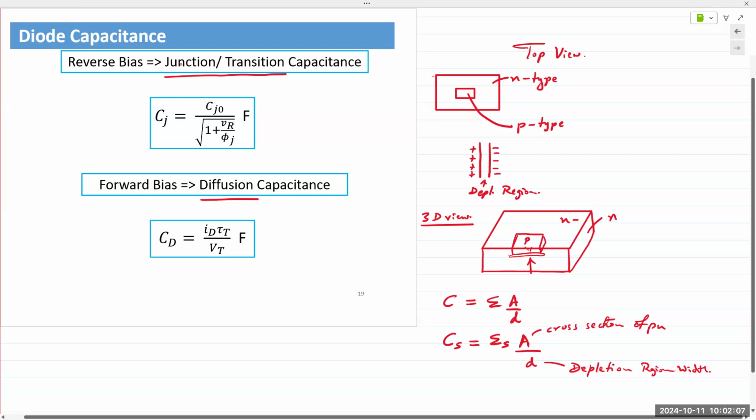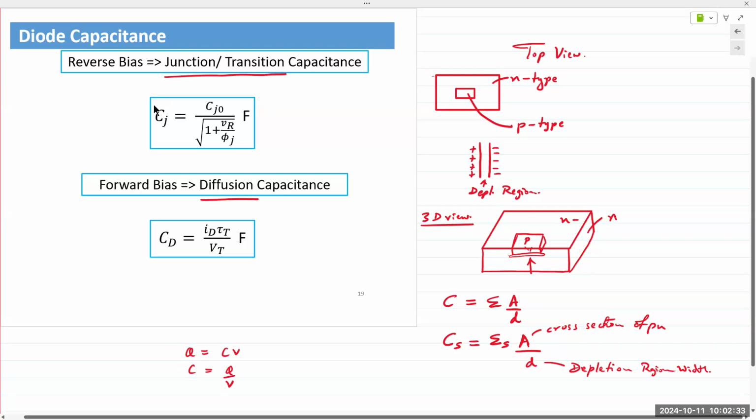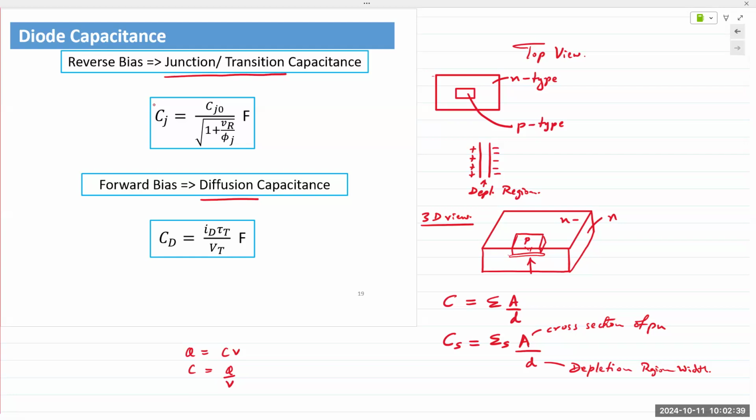Because charge accumulates on either side, remember the equation for charge, Q is equal to CV. So capacitance is Q over V. It is the capacity to store charge per unit of voltage applied, coulombs over volts. The equation for junction capacitance is given here: Cj0 divided by the square root of 1 plus VR over phi j. VR is the reverse voltage that is applied, phi j is the built-in potential. In some equations it is a square root; under some conditions, we can also take the cube root of the denominator.